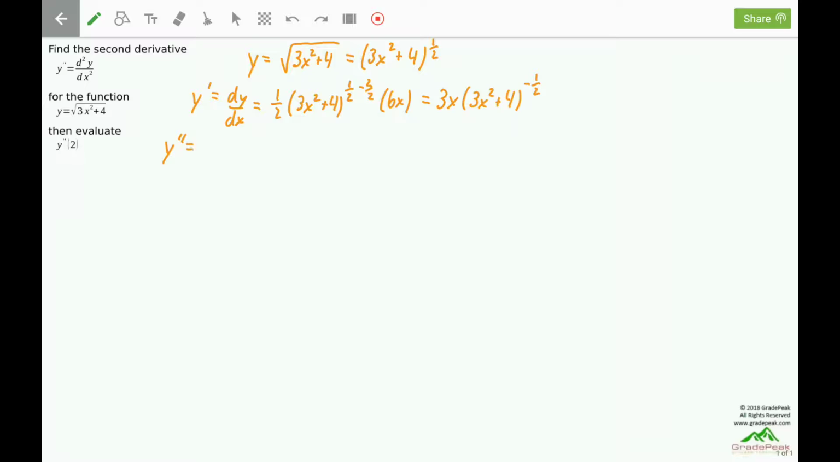So our second derivative, y double prime or d squared y dx squared, is, as a product rule, derivative of the first. The first is 3x. Derivative of that's a 3 times the second left alone, so 3x squared plus 4 to the negative 1/2. And then add to it the first left alone, 3x, and then the derivative of the second. Bring the power down, negative 1/2. Leave its inside alone, 3x squared plus 4. Subtract 1 from the power, I will call that 2/2, and then multiply by the derivative of the inside to complete the chain rule, 6x.